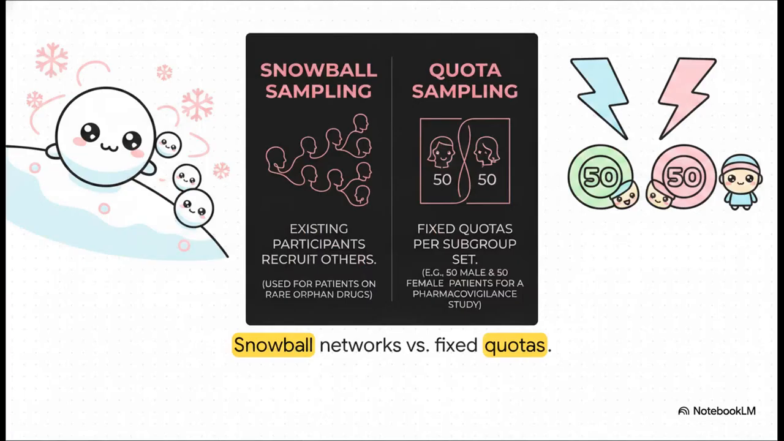For really highly specialized scenarios, we look at snowball versus quota sampling. With snowball sampling, you're studying something incredibly rare, like patients taking orphan drugs for unusual diseases. You can't just find them in a random directory. You find one patient, and they recruit others from their private support networks. The sample grows organically, just like a snowball rolling down a hill.